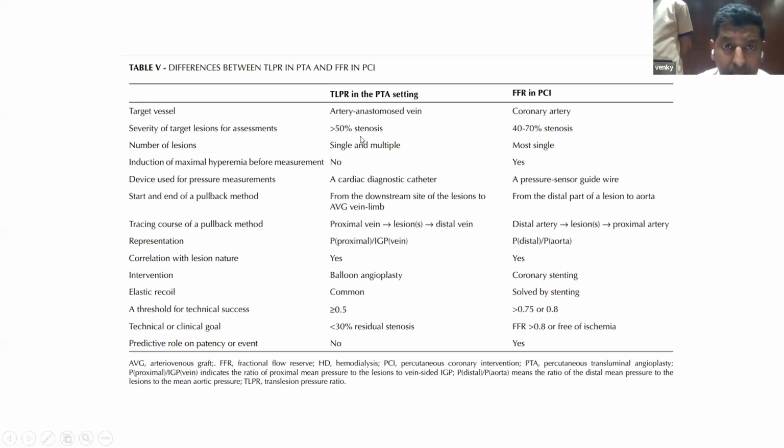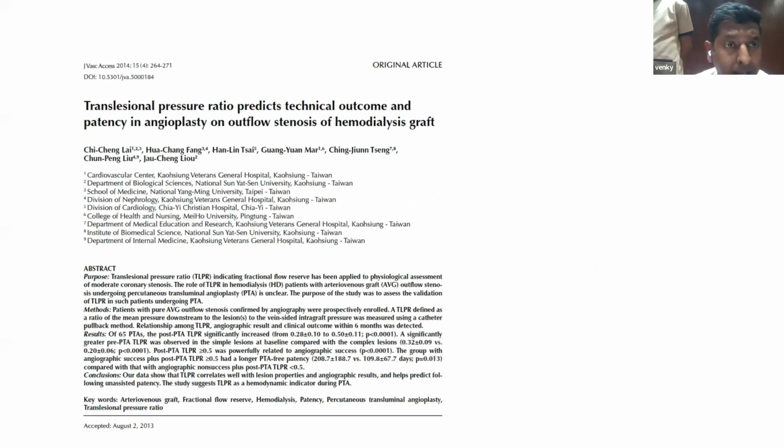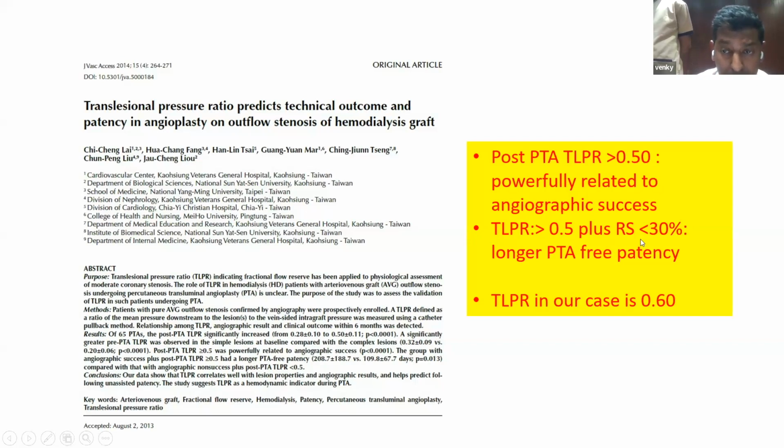And what we have checked is in an arterialized vein as compared to a coronary artery. Yeah, a few related articles. This translesional pressure ratio, that is the ratio between the vascular segment on either side of the stenosis, has been used as a marker of the success of an angioplasty. It has been compared with the classical angiographic feature of success, which is residual stenosis less than 30%. A translesional pressure ratio of more than 0.5 works very well as compared to residual stenosis less than 30%. In fact, if you use a ratio more than 0.5 along with residual stenosis less than 30%, it functions very well in the long term. If you can recollect, the translesional pressure ratio in our case is 0.6, which means we've done a reasonable job.